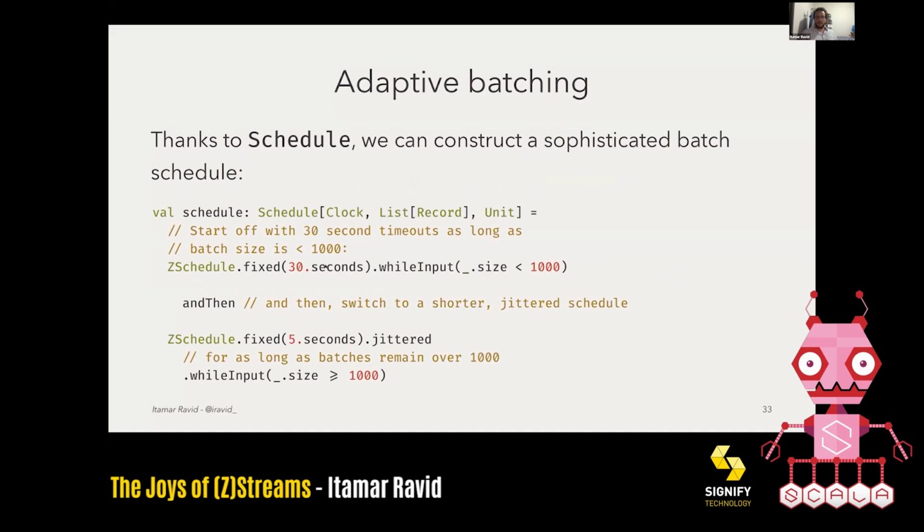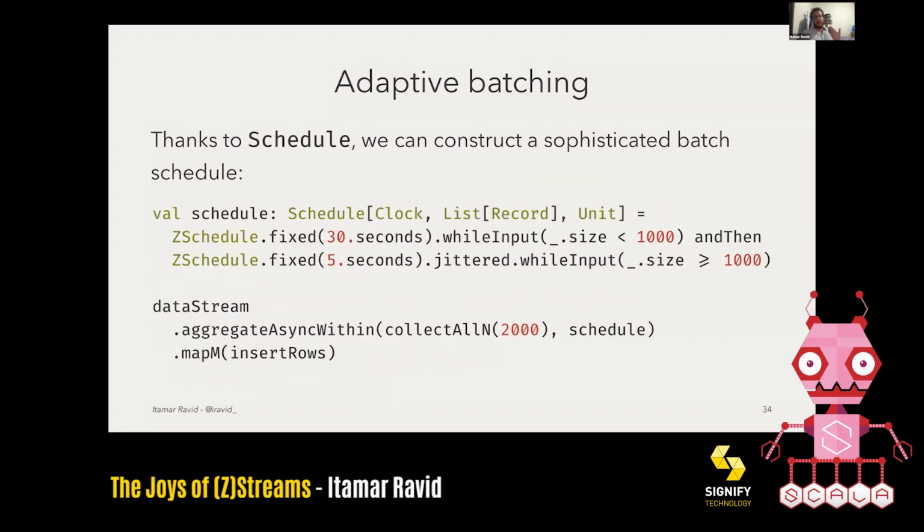What the schedule does is it starts off with 30-second timeouts for as long as its inputs have a size that is lower than 1,000. Now, once we see an input that has a size higher than 1,000, we'll switch to a shorter schedule with some jittering, and we will remain with this schedule for as long as the size is over 1,000, right?